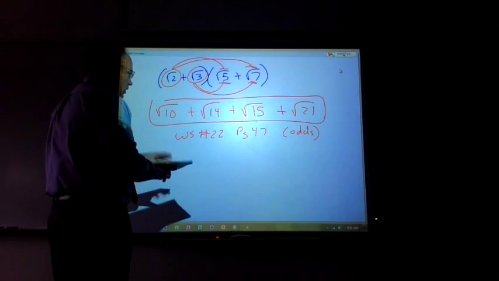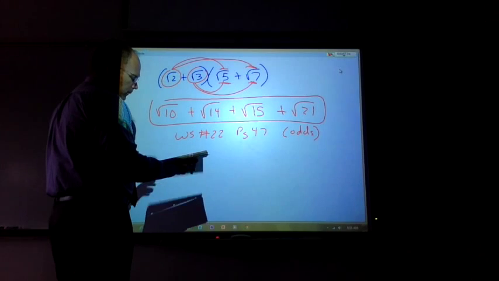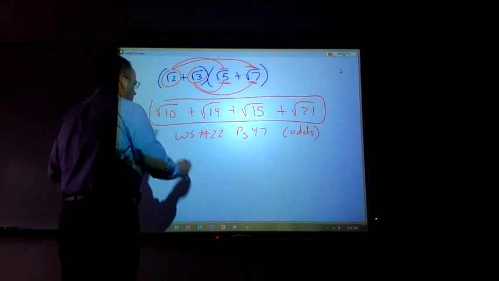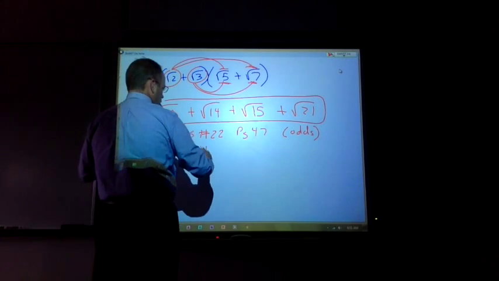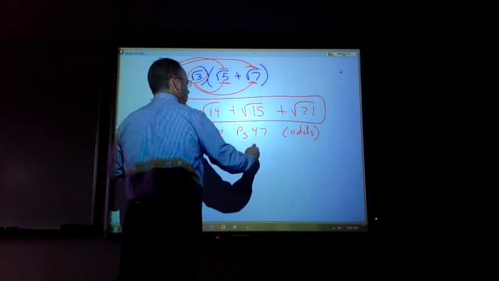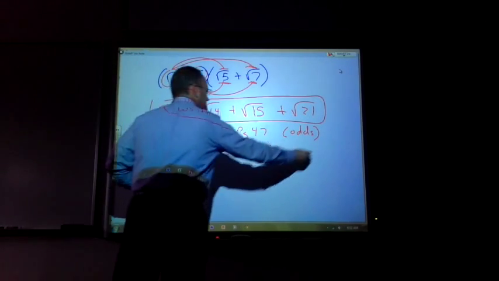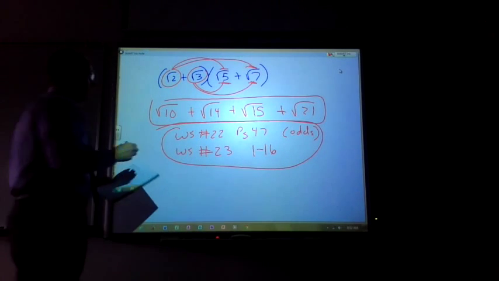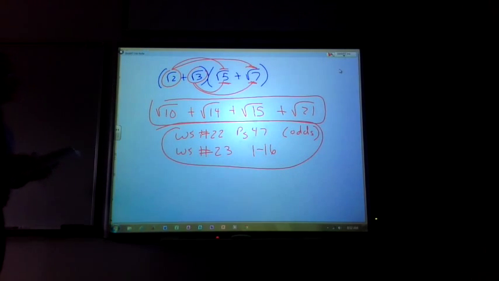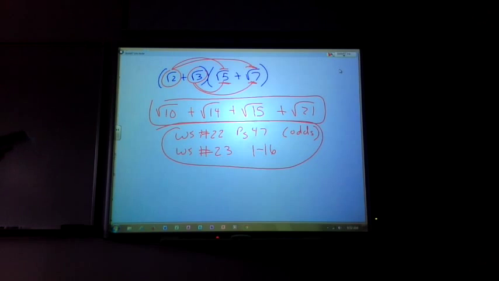worksheet number 23, 1 through 16. Okay, I think you guys can get there. And you have quite a bit of time, so I bet if you start now, you should be able to get there.